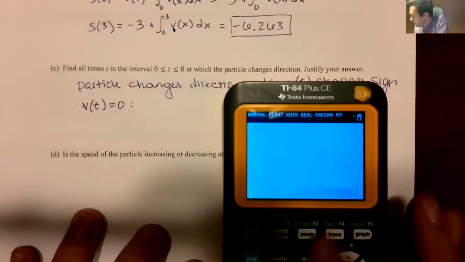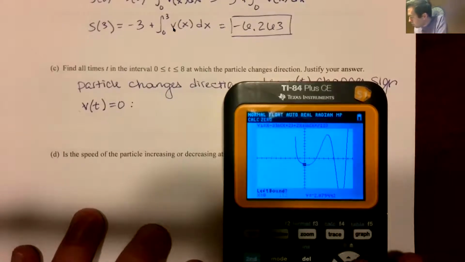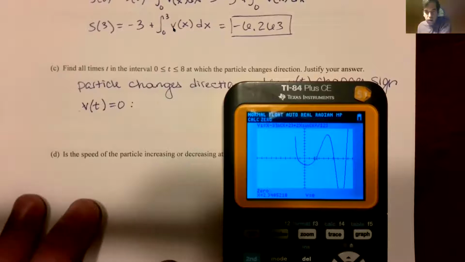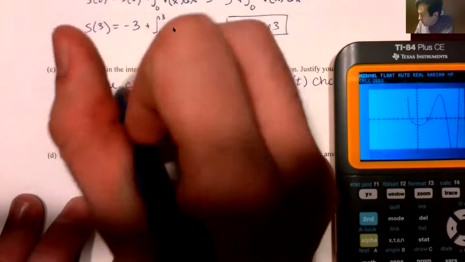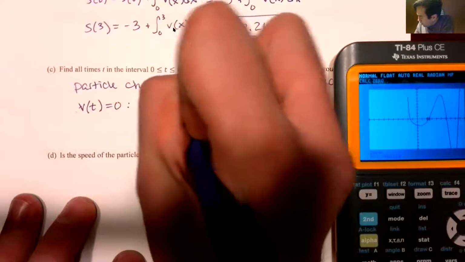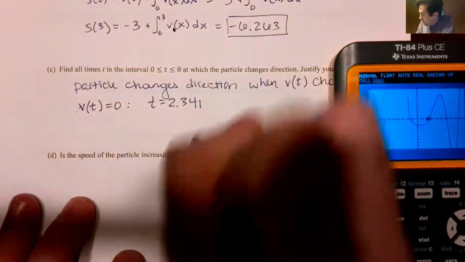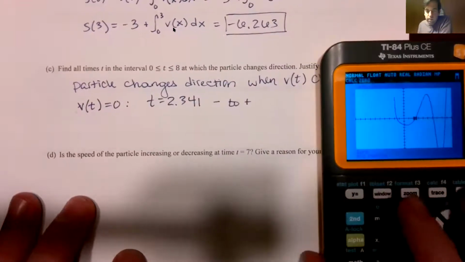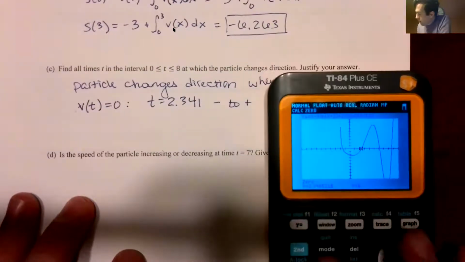So I can go to second trace, find the 0. You probably have a lot of experience doing this, so I'm not going to talk through the steps. This one's at 2.341. And that one changes from negative to positive, the velocity function does around that point.